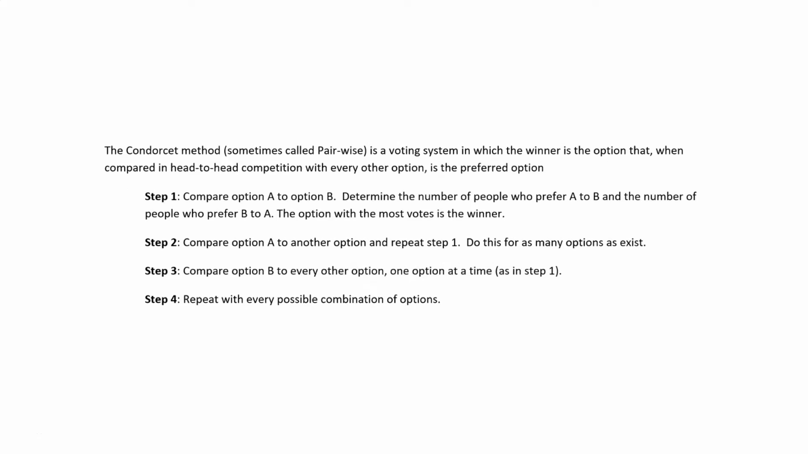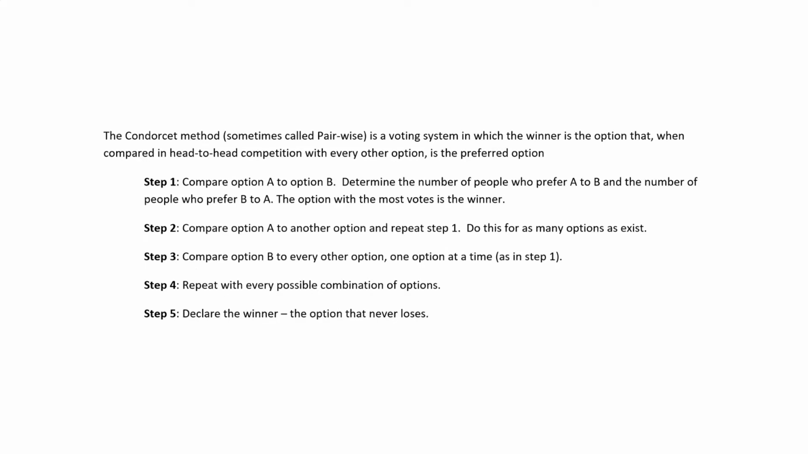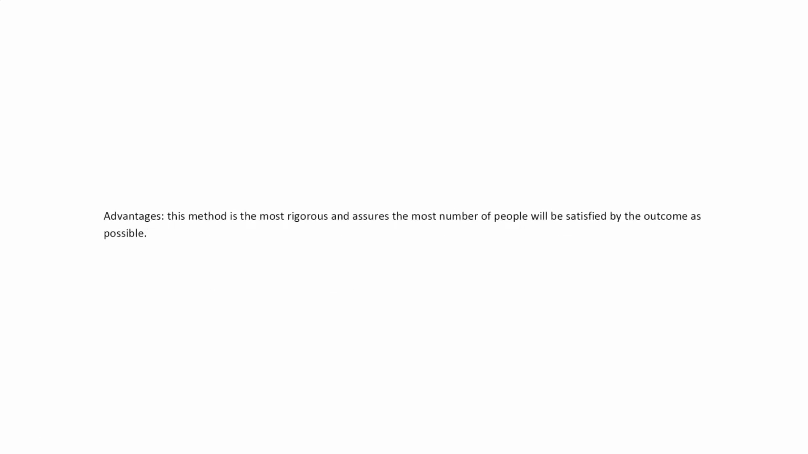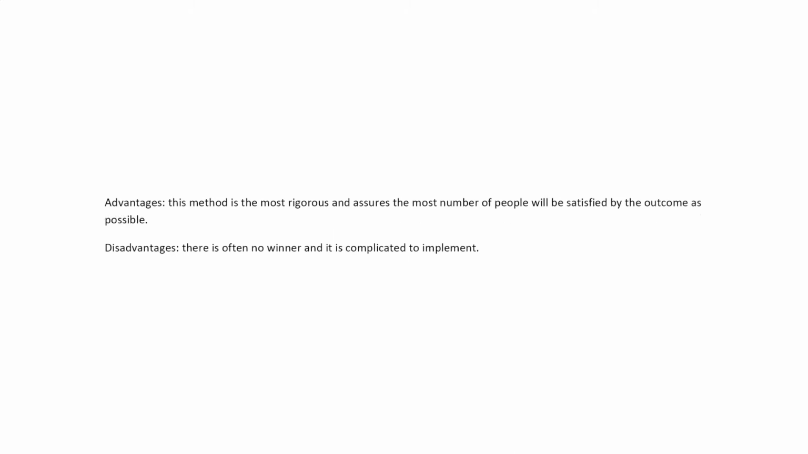And we repeat that process for every possible combination of options. So every option goes head-to-head with every single other option. At the end, for step 5, we can declare the winner. The winner will be the option that never loses in head-to-head competition. The advantage of this method is that it's the most rigorous and ensures that the greatest number of people will be satisfied by the outcome as possible. The disadvantage is that there can often be no winner and it's complicated to implement.